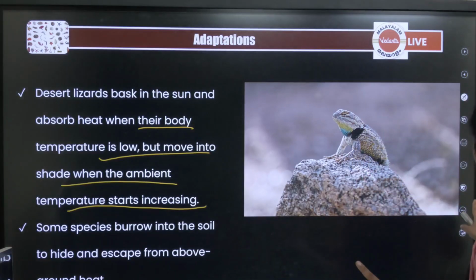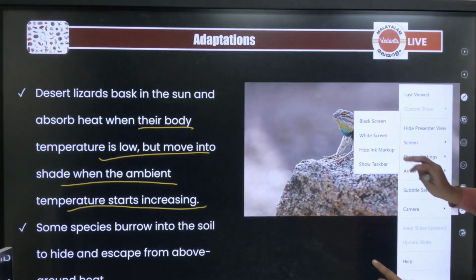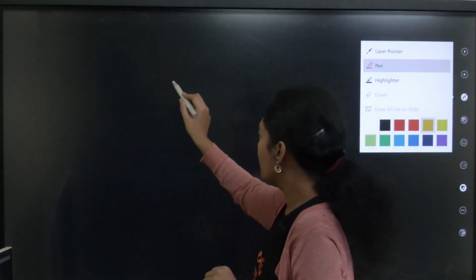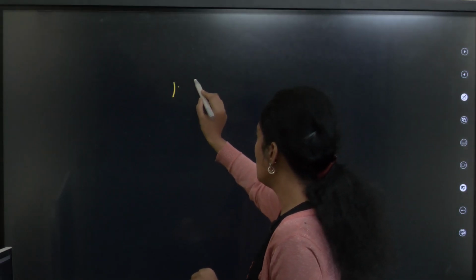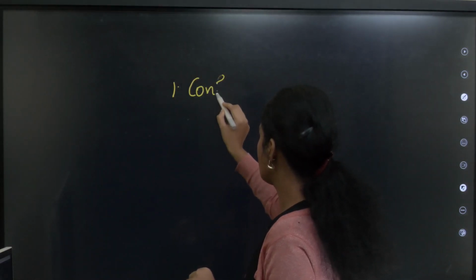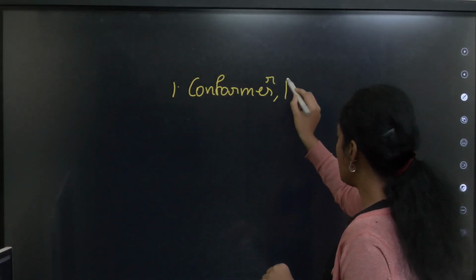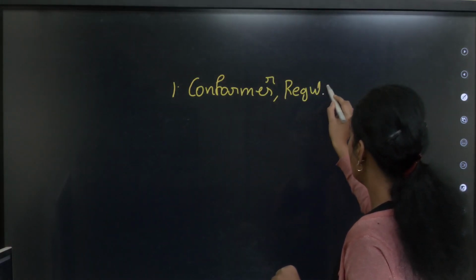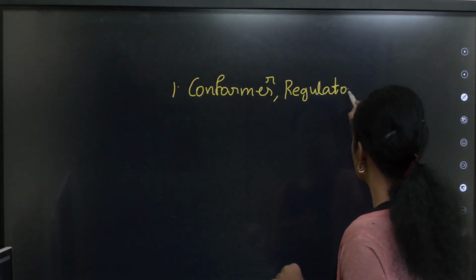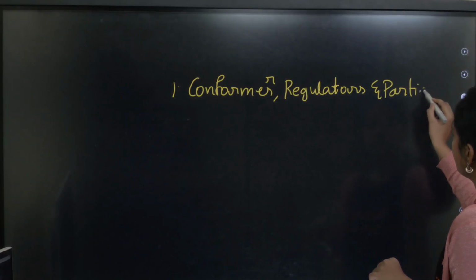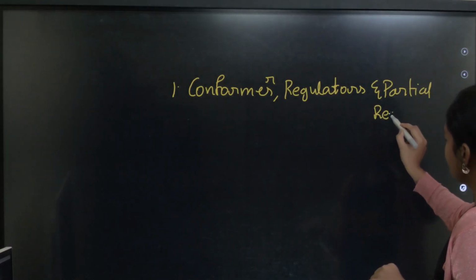Okay, so before I continue, I'm going to give you some very important questions from your exam point of view, guys. Very, very important questions. First, you have conformers and regulators. Conformers, regulators, study them along with the graph. Okay, regulators and partial regulators with example.